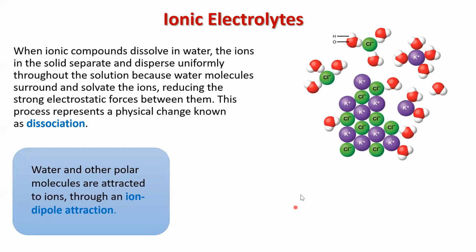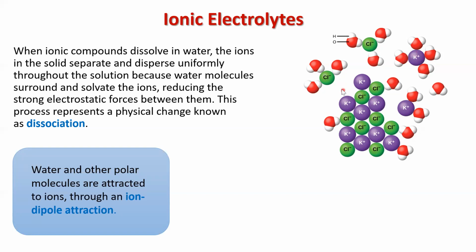So if we look at this picture here, this is depicting, sorry, potassium chloride. So we've got potassium ions and chloride ions. In the solid state, the potassium ions are attracted to the chloride ions, and so forth. But if we take this crystalline solid and put it into water, the water molecules are going to move in. The positive end of the water molecule would be attracted to the negative ions, and the negative side of the water molecules will be attracted to the positive ions.